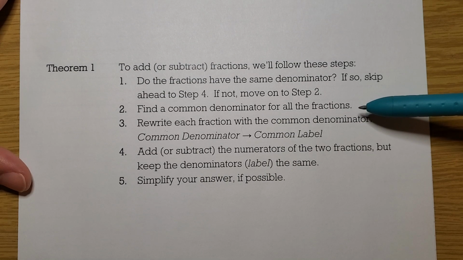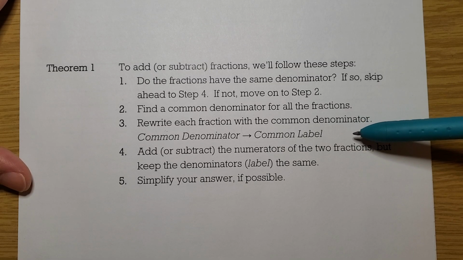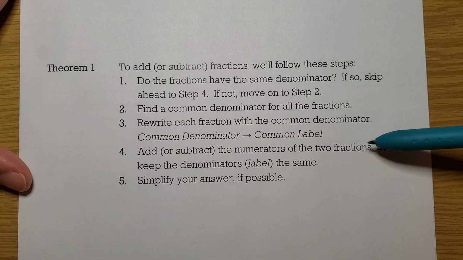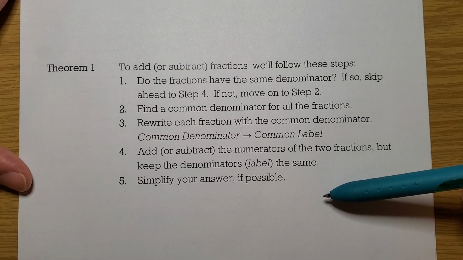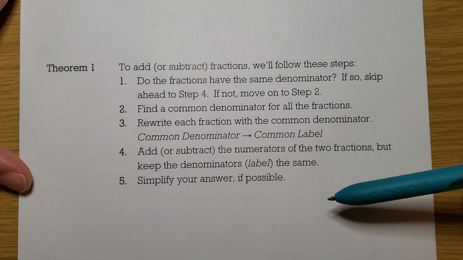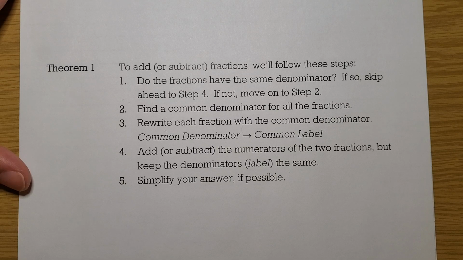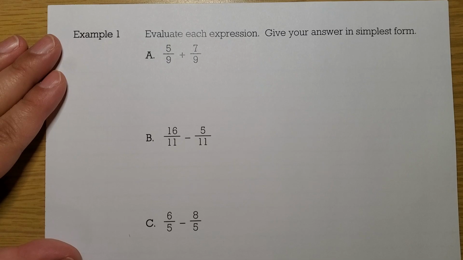And we've gone through a few of those steps in Chapter 5. Then you rewrite each fraction with the common denominator, and then you can add or subtract the amounts, keeping that new label, those new units. And then at the very end, you simplify your answer if it's possible. In this video, we're going to do some of the shorter problems, so we're going to add and subtract fractions that have the same denominator. And in the next video, we'll do some of the longer questions where they have different denominators. So let's get started with an example.